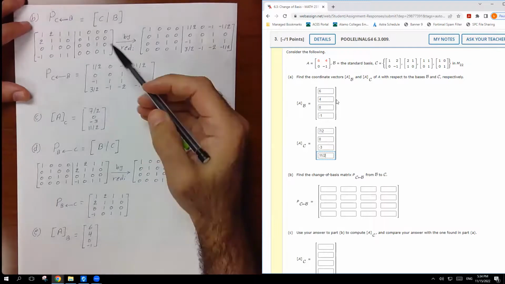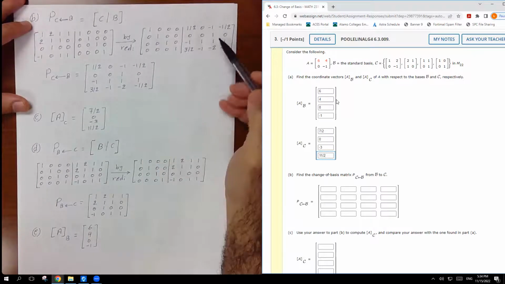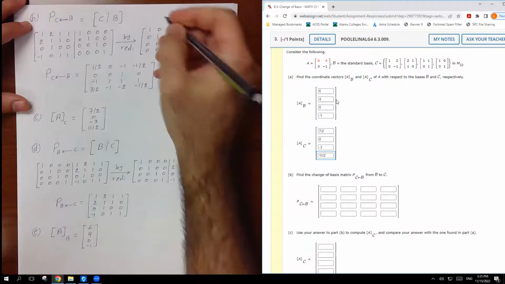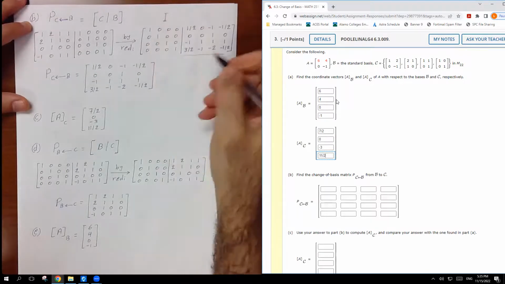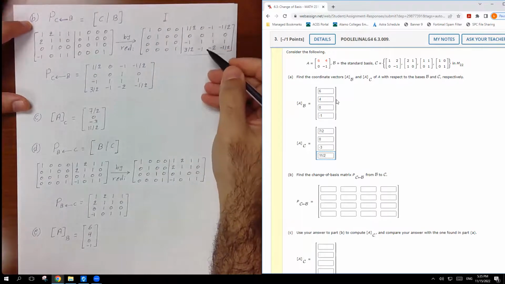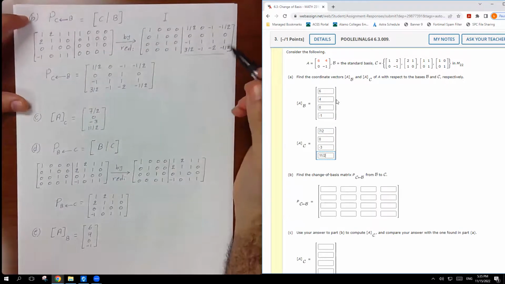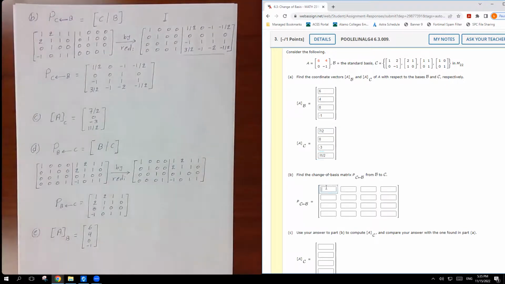And the same thing with the matrix B. By reduction, we're going to get this matrix. This one is going to be, check this part always, the identity matrix. And this part is going to be the change of base from B to C. So we're going to type here 1/2, 0, -1, -1, and here is going to be -1/2. And the second part is going to be 0, 0, 1, 0.